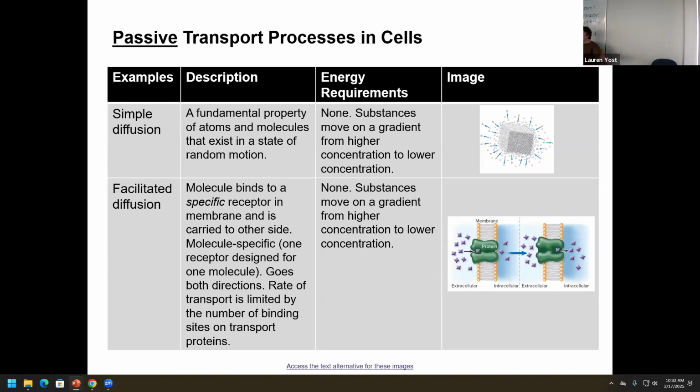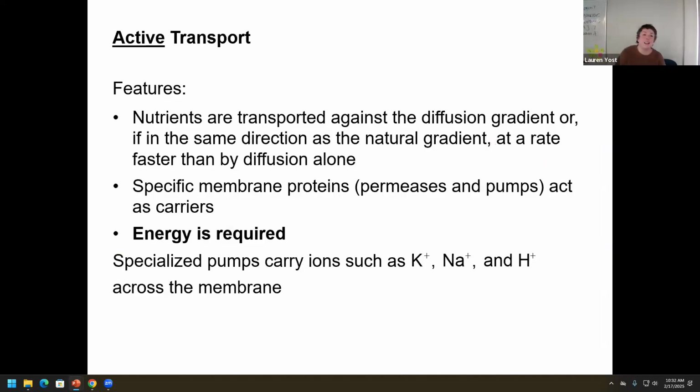However, if you want more nutrients in your cell, let's say you have a pretty high concentration of nutrients, but you want more, and there's not a ton outside, but you want to keep bringing in more, now you're going from an area of low to higher, and that is not going to be driven by diffusion. So that is not what facilitated diffusion will do for us. So then you're going against the gradient, and that's called active transport.